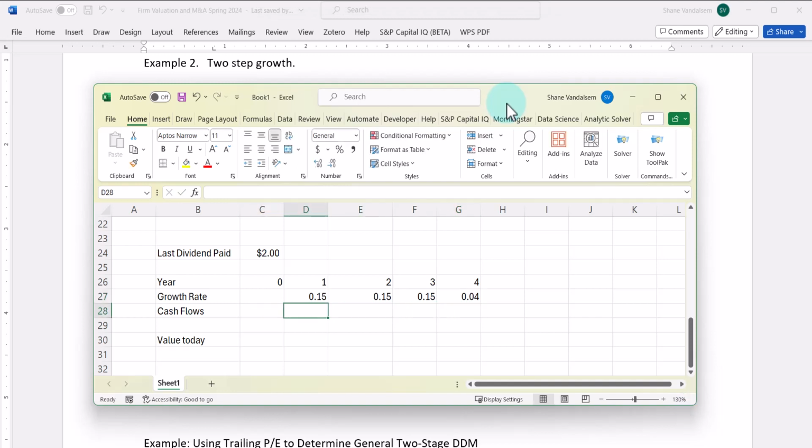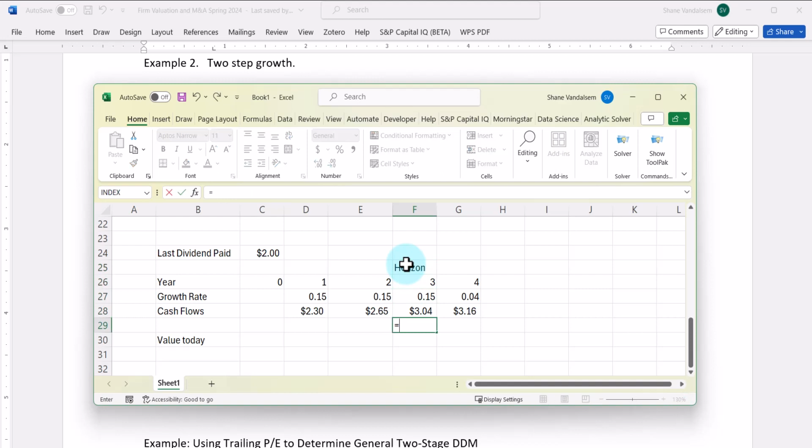And so we calculate the dividends just like we did before. We take the last annual dividend paid, multiplied by 1 plus the growth rate. I'm going to do that at year 2. So we're going to take the $2.30 from year 1 and multiply that by 1 plus the growth rate of 15% for year 2. And then I'm going to drag that over. My horizon period here is year 3 because that's where constant growth starts. We have a 4% growth rate at year 4. So this is my horizon period.